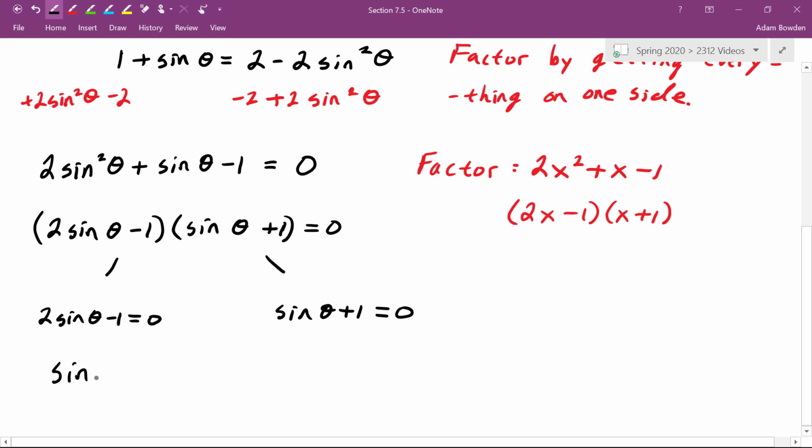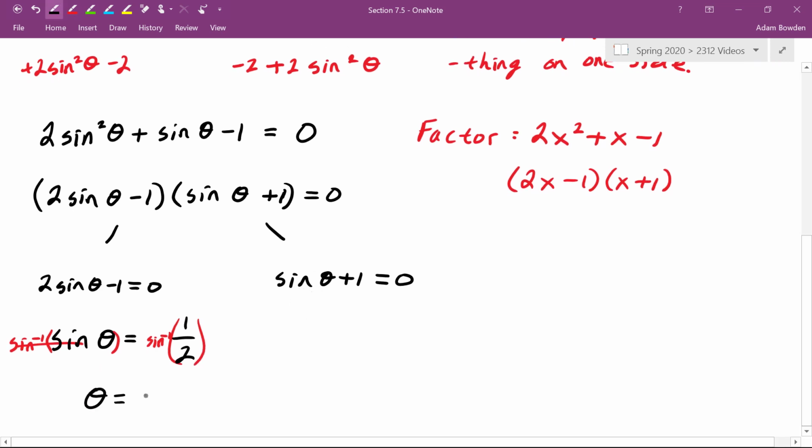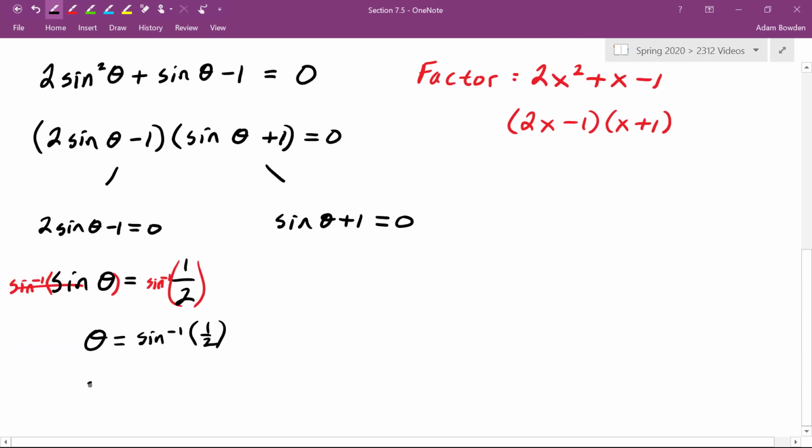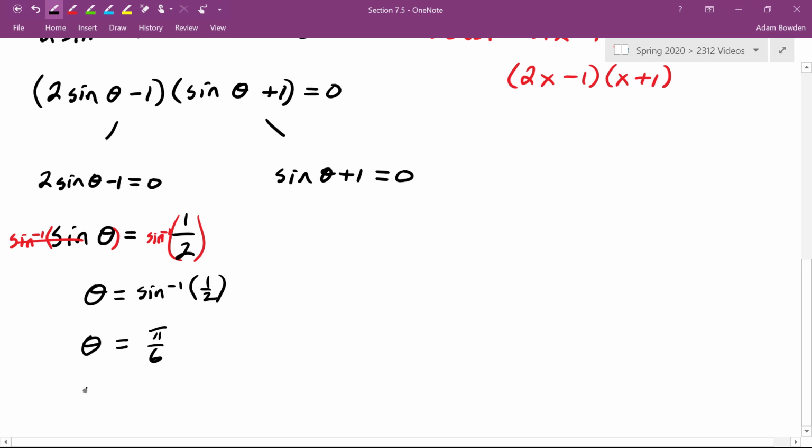First one, sine theta equals 1 over 2. If we take the sine inverse here, solve for theta, theta will be sine inverse of 1 over 2. And so theta would be equal to pi over 6 and 5 pi over 6. If we add plus 2 pi n to each of those, we get all solutions.